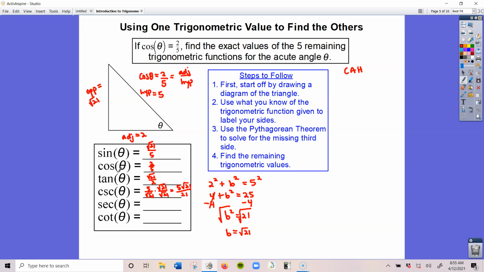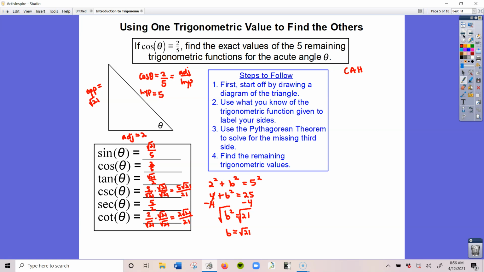Secant is the reciprocal of cosine. Since cosine is 2 over 5, that means that secant is 5 over 2. And cotangent is the reciprocal of tangent. So since tangent is the square root of 21 over 2, that means that cotangent is 2 over the square root of 21, which again, I must rationalize, which would give me 2 square root of 21 over 21.